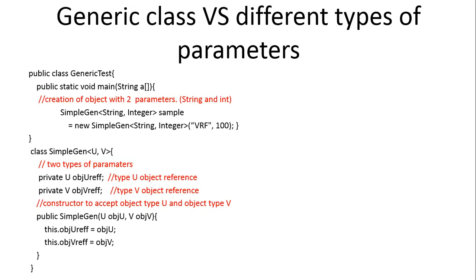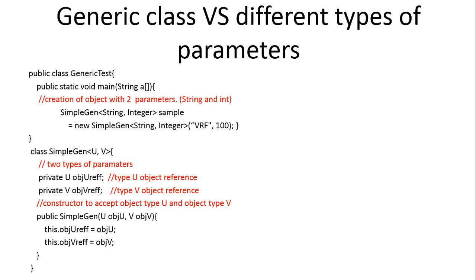And also we can have different types of parameters. The previous class had only one parameter, now we have two parameters. Almost the same names are used for two classes, public class GenericTest and the other class is class SimpleGen. For types we have U and V, U comma V.